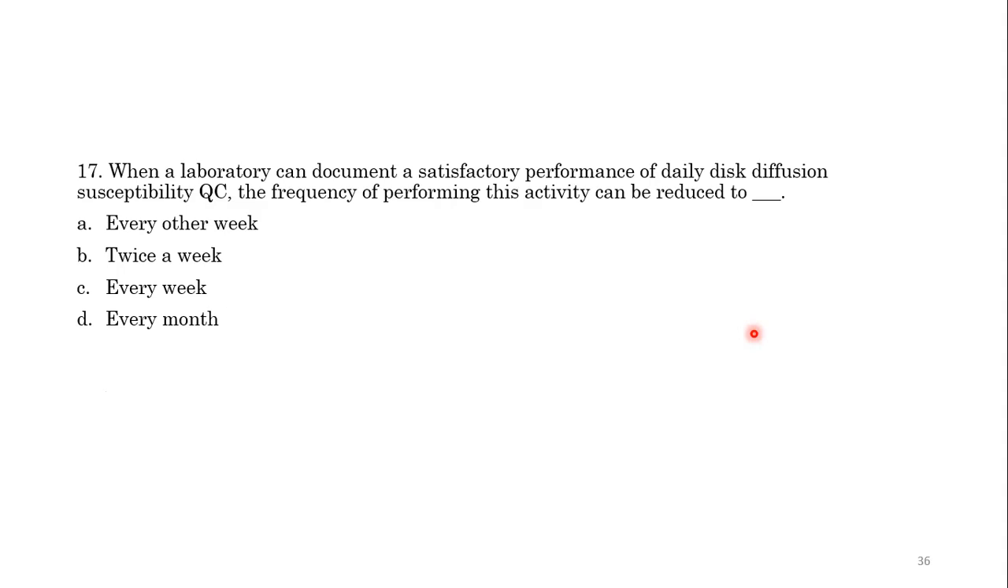Number 17, this is a question about quality control in a microbiology laboratory. When a laboratory can document a satisfactory performance of daily disc diffusion susceptibility QC, the frequency of performing this activity can be reduced to blank. A, every other week, B, twice a week, C, every week, or D, every month. This practice question is adapted from the book of Hart. The correct answer is letter C, every week.